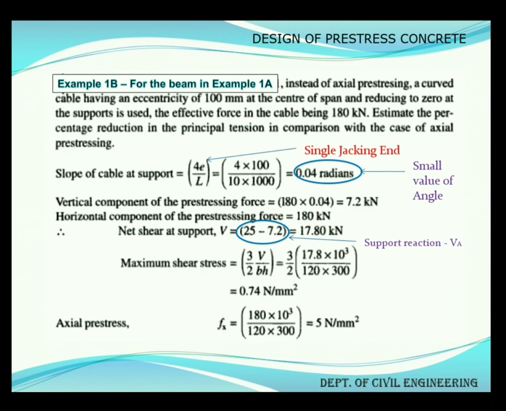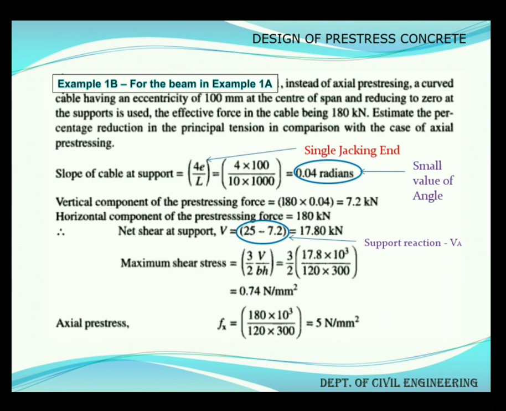Okay, let's move on to the next example. It is somewhat a continuation of the previous example itself, in that the section remains the same, other details are the same. What is changing here is, now we have a cable profile with an eccentricity of 100 mm. That is, the cable profile is parabolic because it is mentioned that at the ends or at the supports the eccentricity is 0. So we have a parabolic profile which we have to consider.